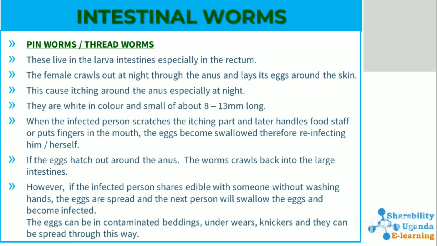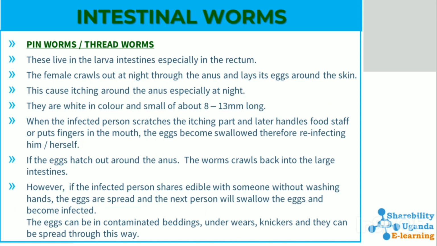The anus is the part where we pass our waste, or our feces. So the female pinworm or threadworm passes out at night through the anus and lays its eggs on the skin. This causes itching around the anus, especially at night. It normally affects young children. So if you see a child normally scratching their anus, just know they have been affected by the pinworms or threadworms.